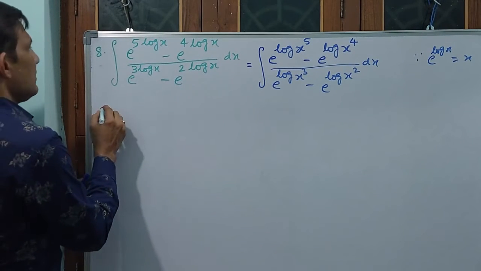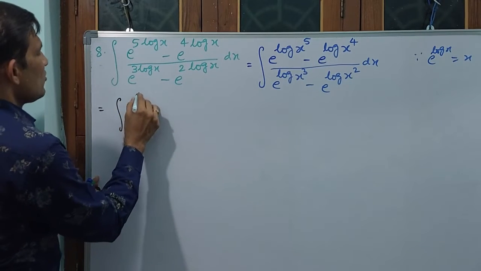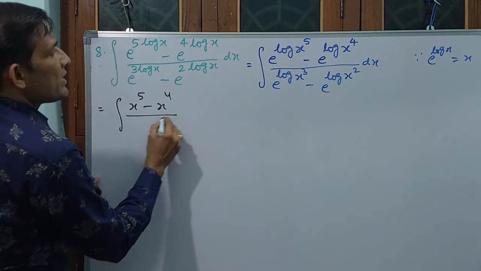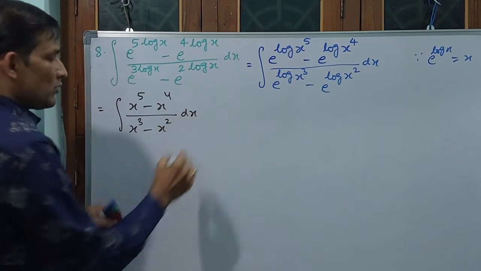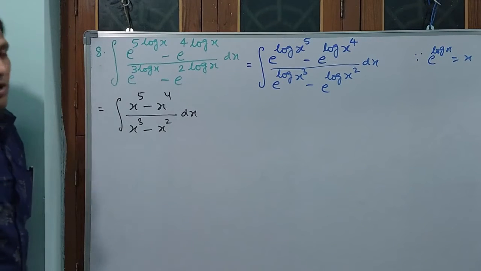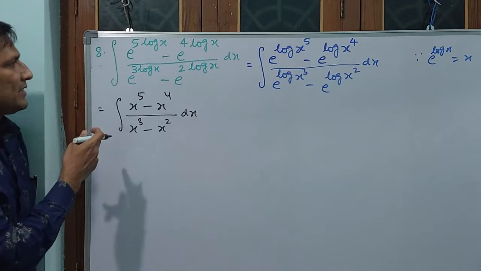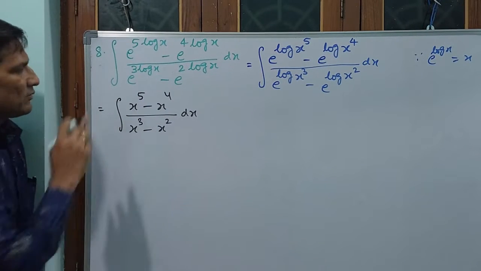Write down here. That is equal to integral x to the power of 5 minus x to the power of 4 divided by x cube minus x square dx. You understand this? Based on that property, e power log x is equal to x. That's all. Based on that, x to the power of 5 minus x to the power of 4 divided by x cube minus x square will come.